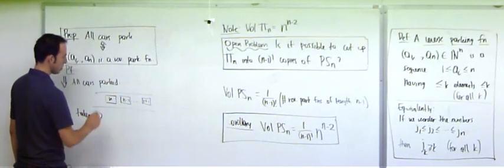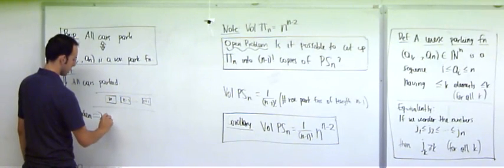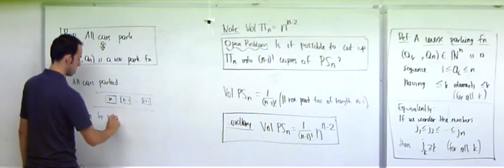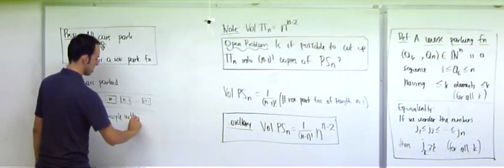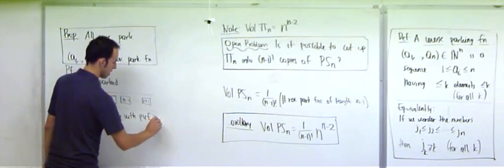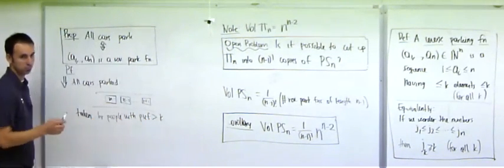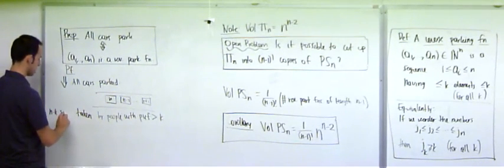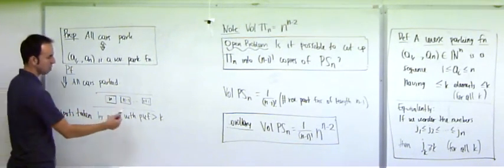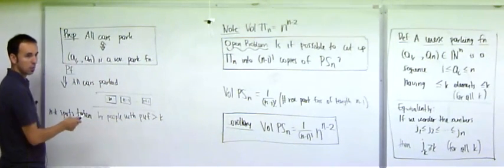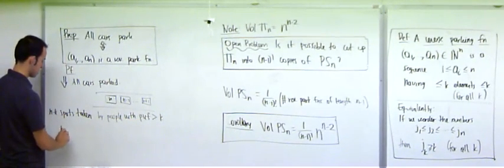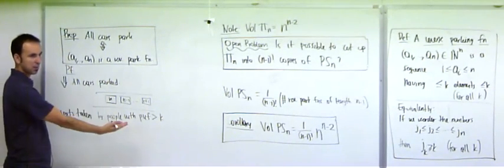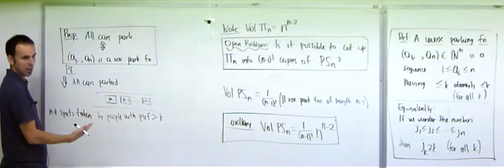They're taken by people with preference greater than k. So we have n minus k spots taken by people with preferences greater than k. And that means that you have at least n minus k preferences bigger than k, which means that you have at most k that are less than k.